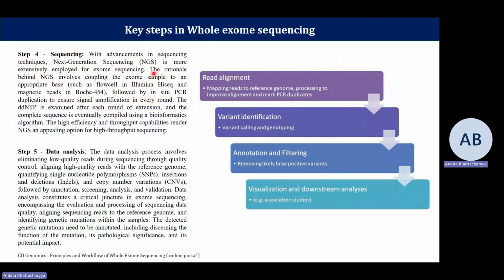Then comes the sequencing step, which involves, of course, next generation sequencing. This is much more advanced, followed by data analysis, which involves a few more steps also, which again, I'm not going into detail right now, but we'll look at it in a couple of slides.